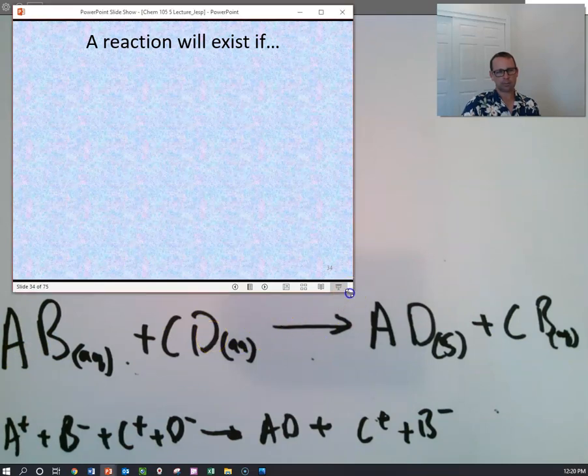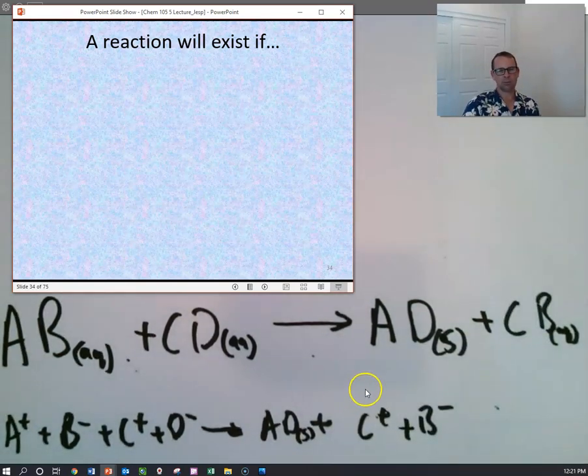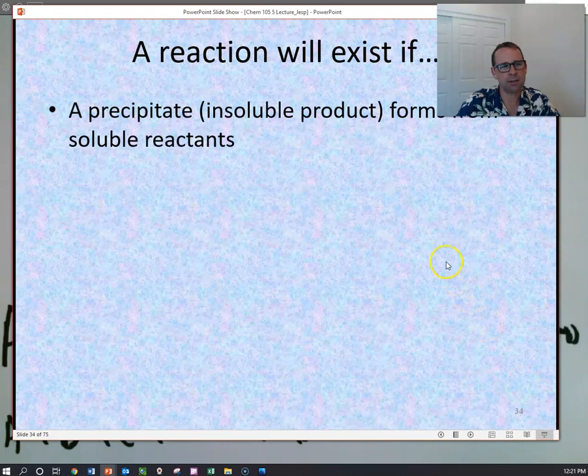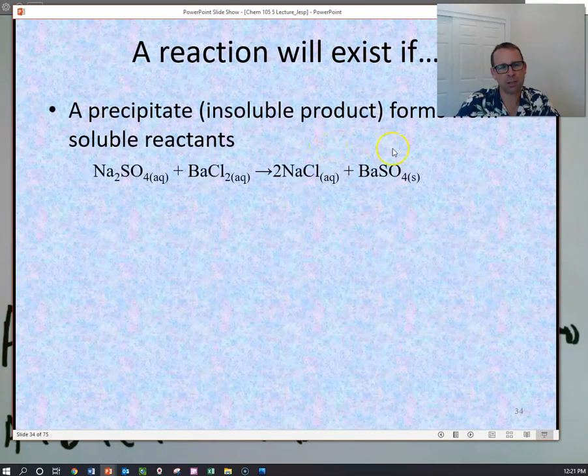Now, if the product, and I didn't put the solid here to emphasize that, but if the new combination doesn't actually create something different than what you start with, then a reaction won't occur. All right, so simply because you put two chemicals in the same container together doesn't mean that a reaction has actually occurred, right? So a reaction will only exist if a precipitate forms, like in this case, BaSO4.